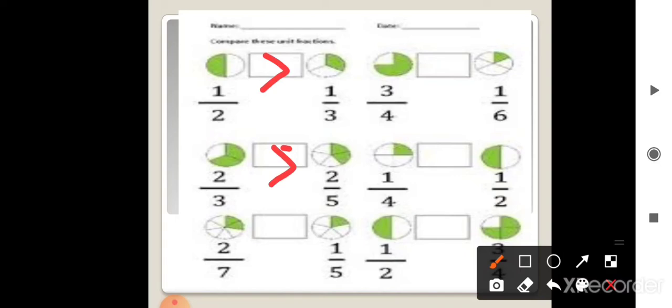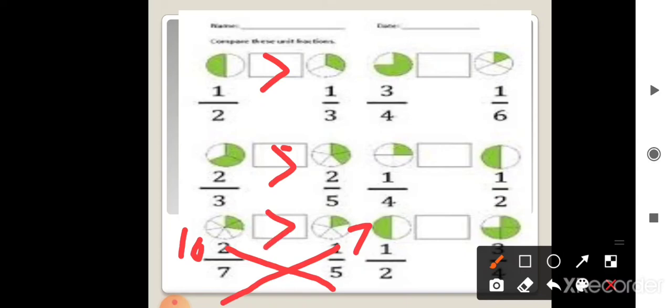Here we have 2 over 7 and 1 over 5. These are completely different in the denominator and in the numerator. What do we do here? We do cross multiplication. 1 times 7 equals 7, and 5 times 2 equals 10. We have here 7 and 10. 10 is greater. This is the third way to compare between fractions.